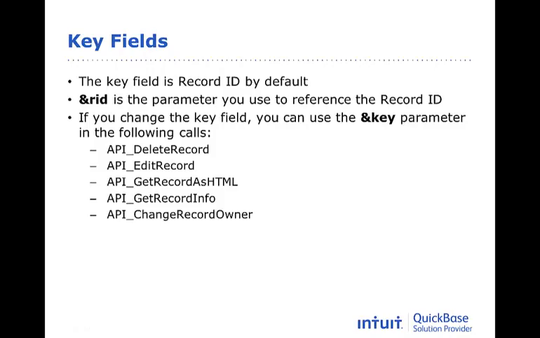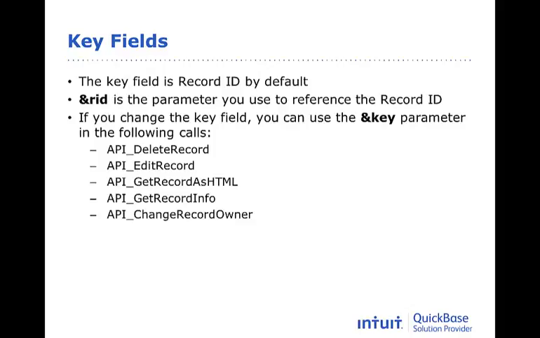API calls that interact with records that already exist will require the use of the table's key field. By default, the key field in QuickBase will be the record ID, which is an auto-generated sequential number. You will use the parameter RID to reference the record ID in API calls.